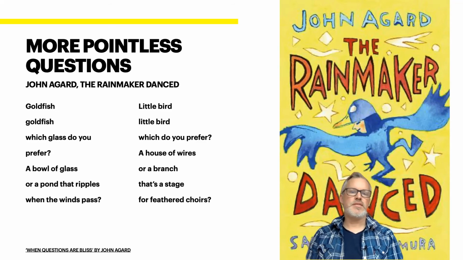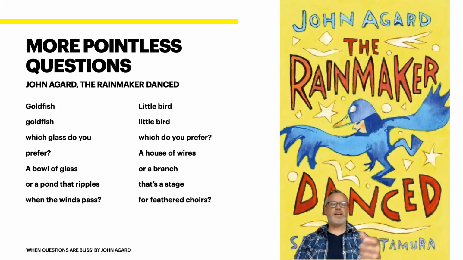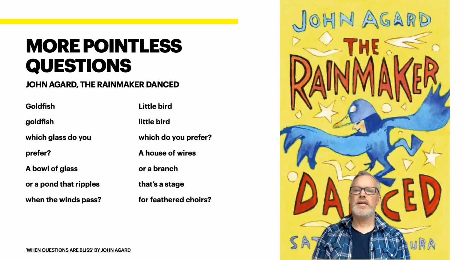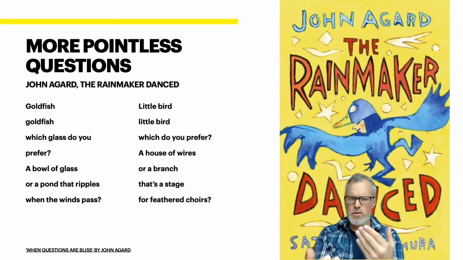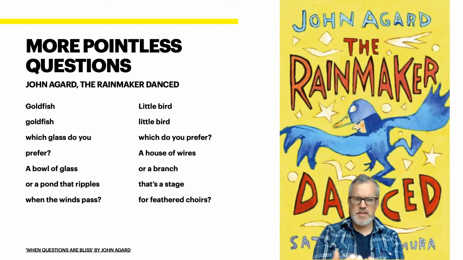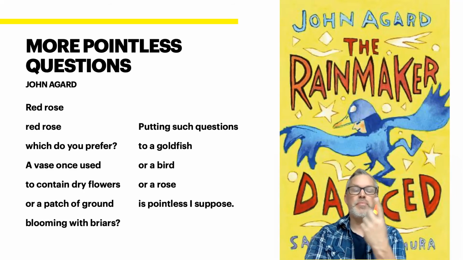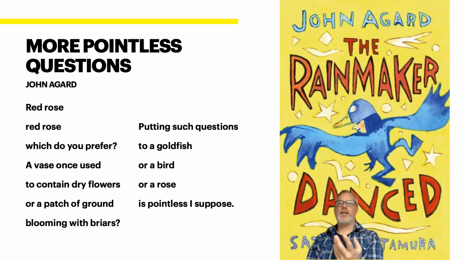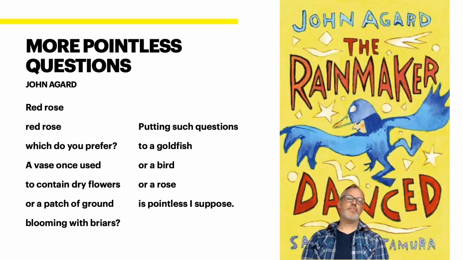Wires and choirs. In the next stage, a house of wires or a branch that's a stage for feathered choirs. It almost feels like it's going to be free verse, and then it comes back to wires and choirs as a full rhyme, though again the spelling was quite different, so quite an interesting play there. Spelling and pronunciation are a strong emphasis and something you can work with in terms of expression in poetry.